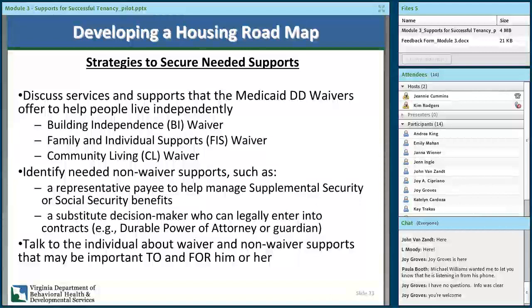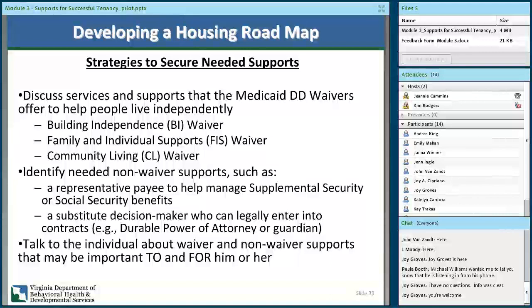We've covered the first 2 parts of the housing roadmap, establishing household composition and balancing the budget for independent living, and the initial transition to housing. Now let's cover the third component, securing needed supports for independent living. The tenancy screening revealed the supports the person already has in place to obtain and maintain housing, and the supports that are not yet in place, but are essential to obtain and maintain housing.